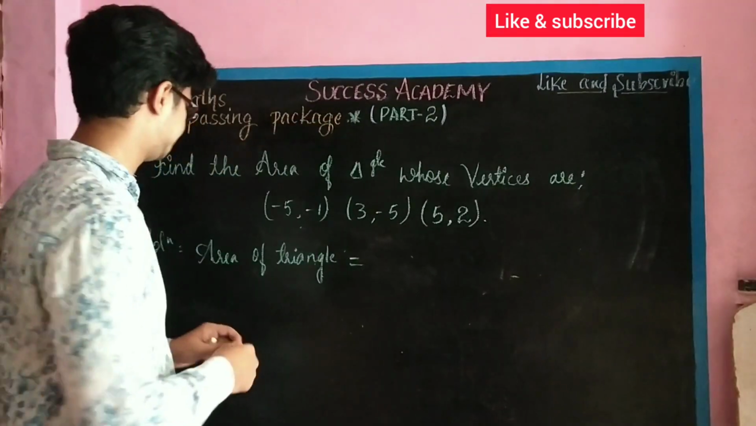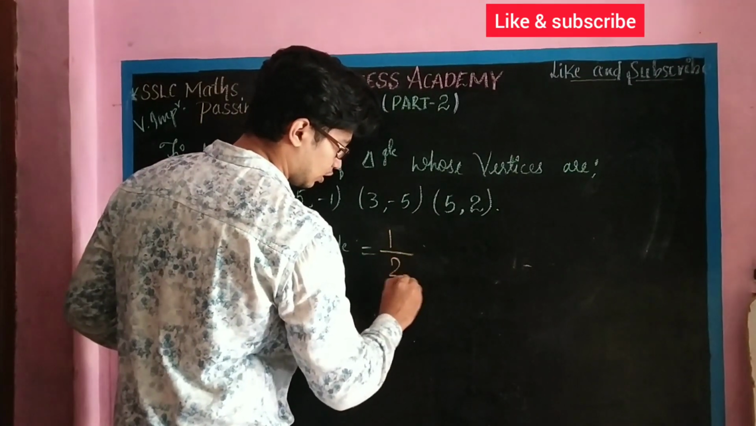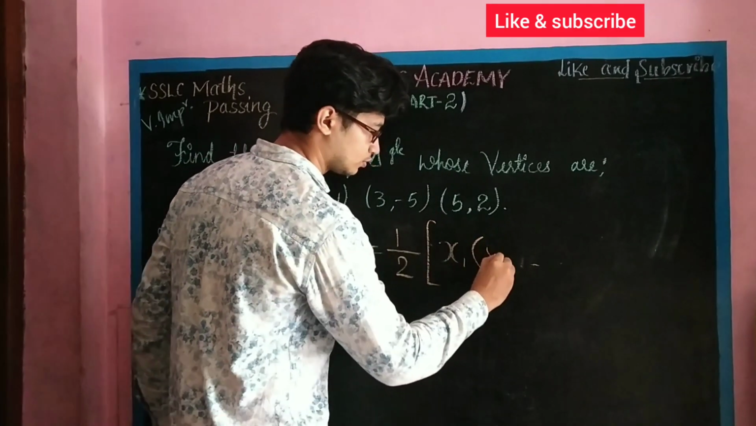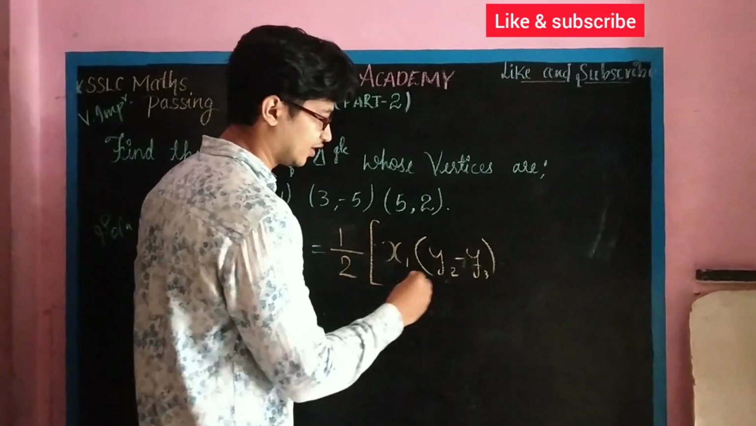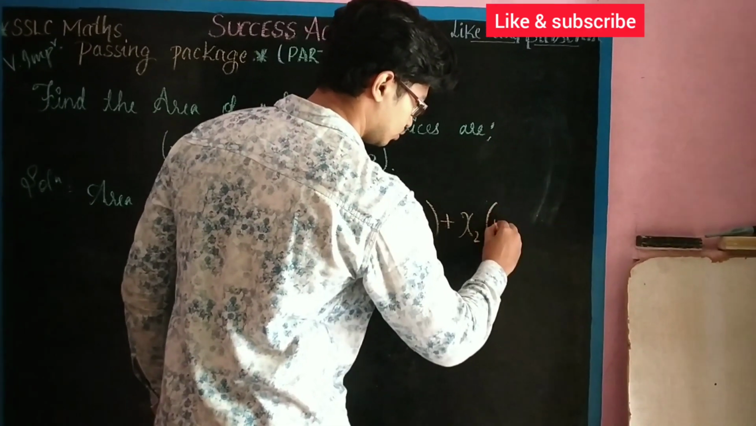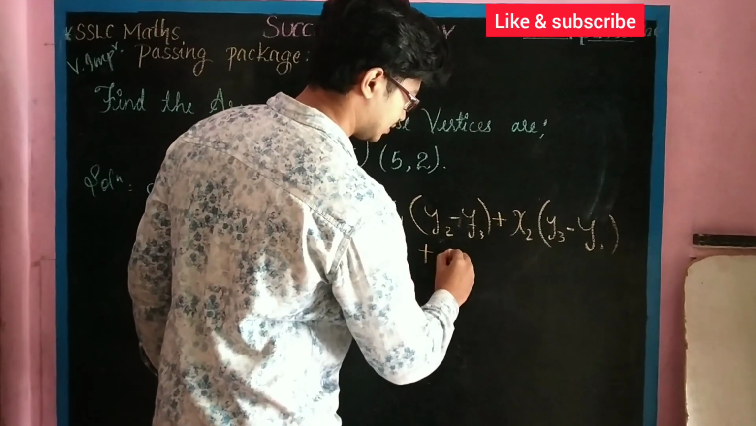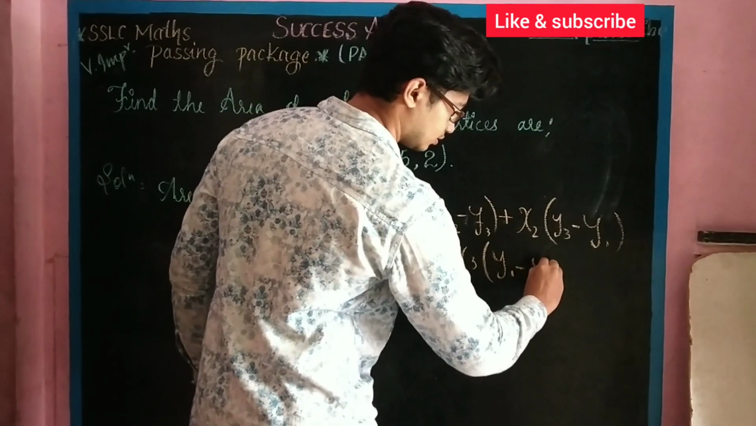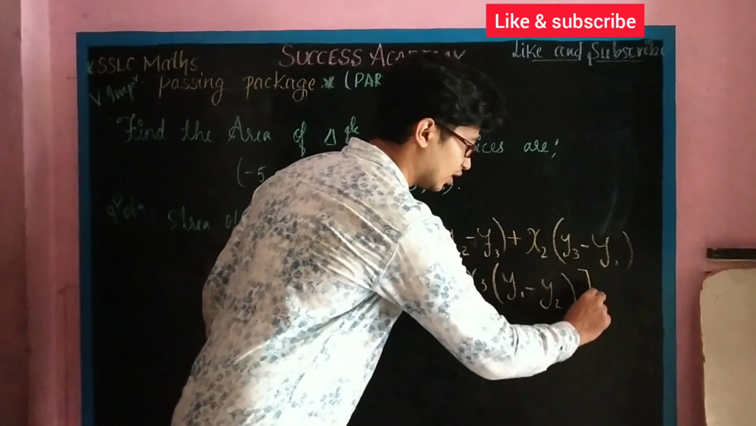The formula is area of triangle is equal to half into x1 into y2 minus y3, plus x2 into y3 minus y1, plus x3 into y1 minus y2. Okay friends, this is a very simple formula. You have to remember it.